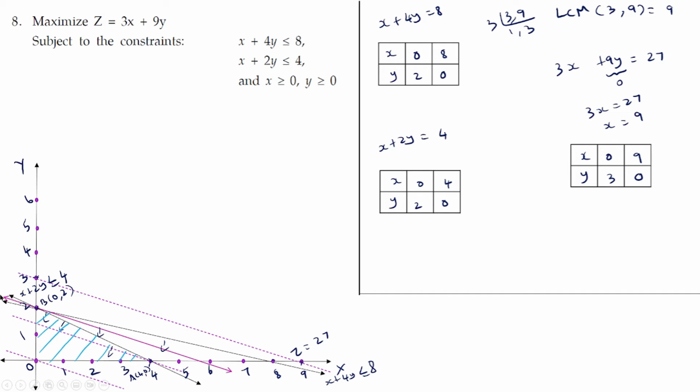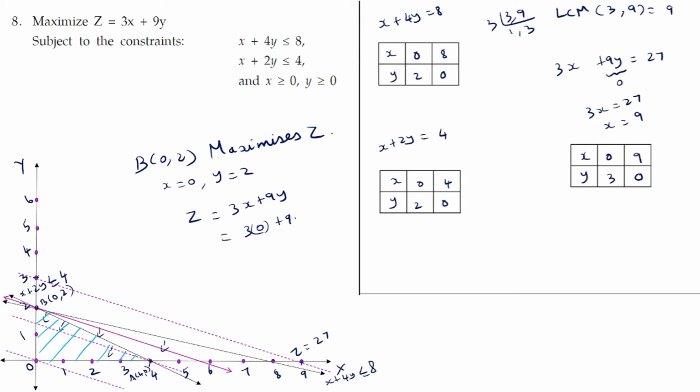So here we can see that this particular line is farthest from the origin and it passes through this corner point. As a result, this corner point B 0, 2, it maximizes z. So B 0, 2 maximizes z. So we get x is equal to 0 and y is equal to 2. The maximum value of z is 3x plus 9y. The maximum value for z is 3 into 0 plus 9 into 2. It is 18. So this is the maximum value for z.